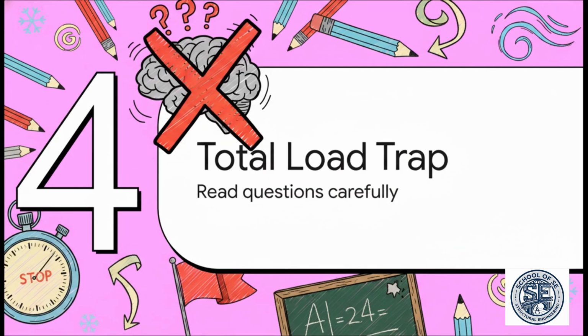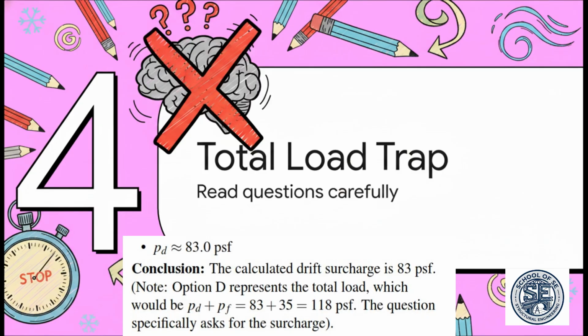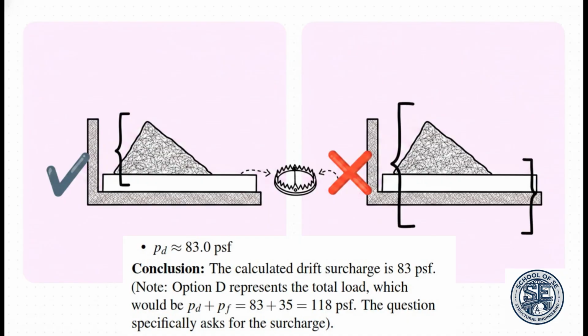Section 4. Avoid the total load trap. We've got our number, but wait, freeze. Put your pencils down. Before you rush to circle an answer on your exam, I need to raise a massive red flag. NCEES loves to use semantic traps to catch test takers off guard, so don't fall for this one. Look really closely at the options.